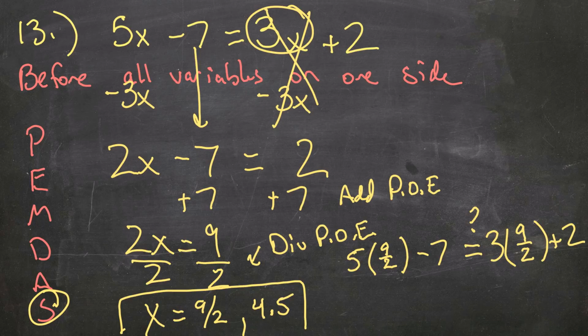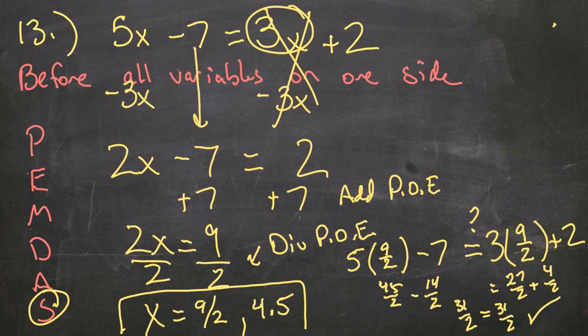I'm just going to do the left side of my calculator, see what it turns into, and then do the right side. Well, I'm going to do it in my head because I don't have a calculator. So I do 5 times 9 halves, that's 45 halves, minus 14 over 2, because it's the same thing as 7. That gives me 31 halves. 3 times 9 is 27, so I end up with 27 over 2 plus 4 over 2, and I get 31 over 2 equals 31 over 2. That's the same exact thing, so it is a true statement. That's it for 13.